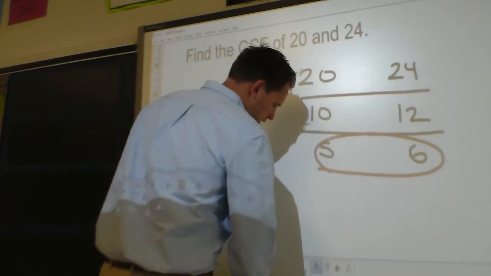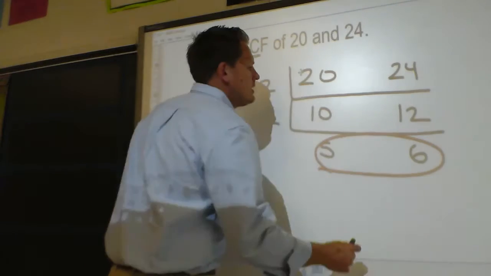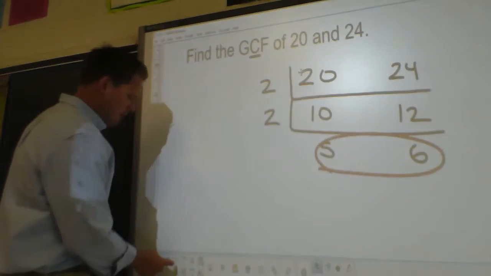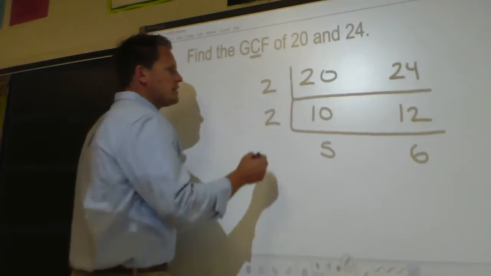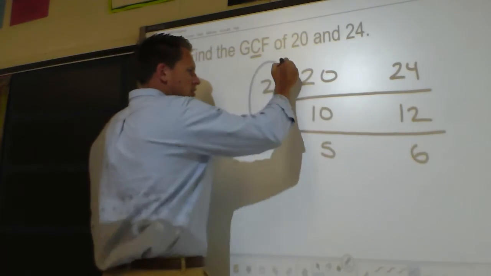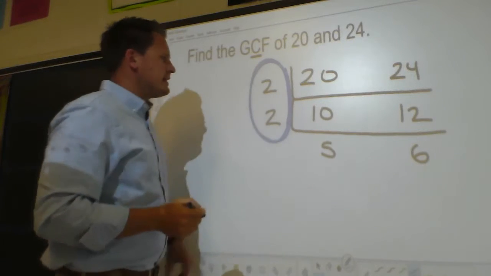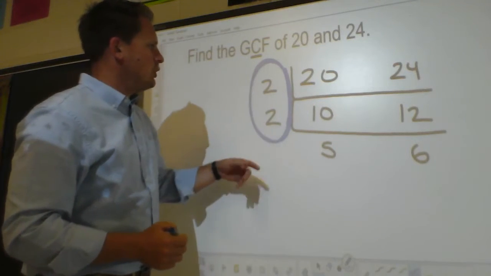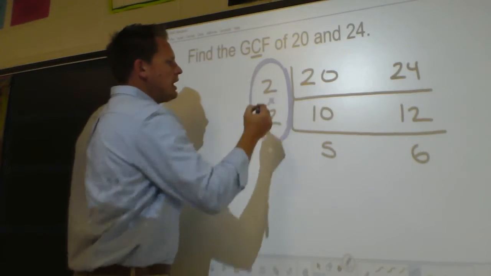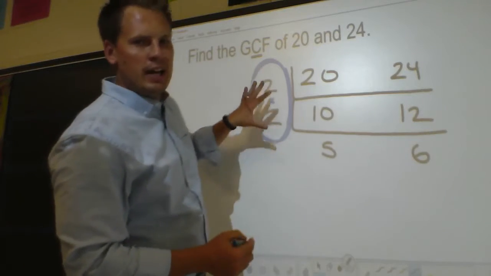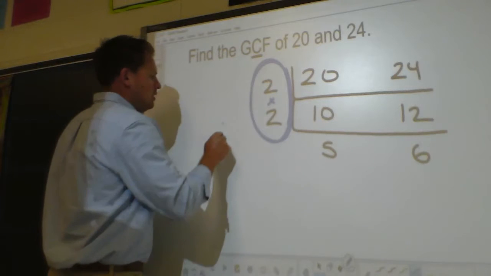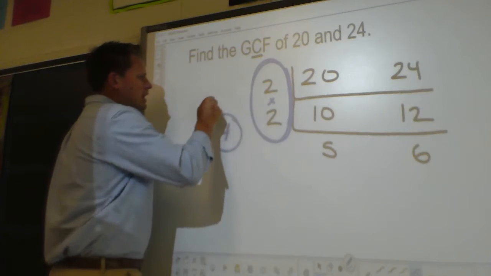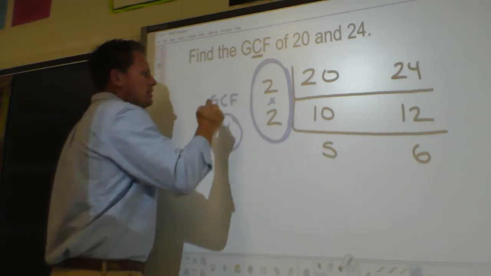So what is the greatest common factor? How did this help us find it? Let me undo that. The greatest common factor is over here. It's not 2, it's not 22. We multiply all the numbers on the left side that they have in common. We have to multiply those together. What's 2 times 2? 4 is your greatest common factor.